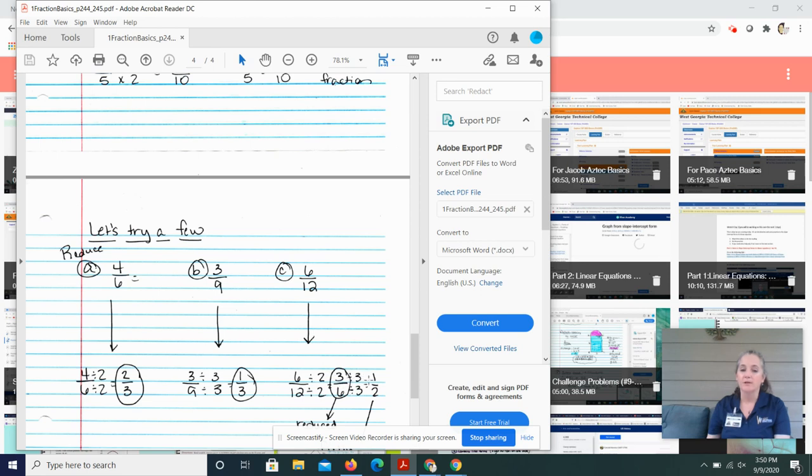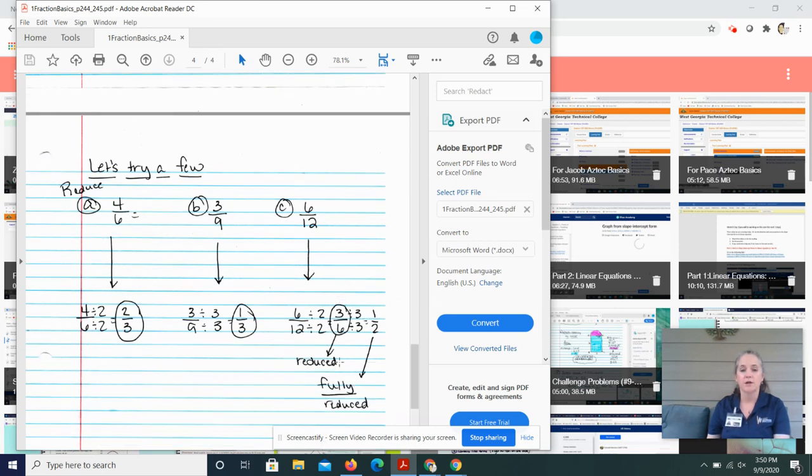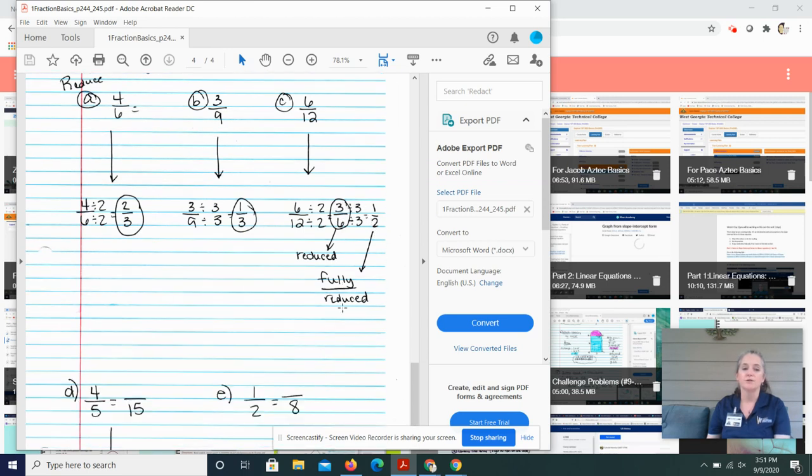You can divide both of those by 3 again. So 3 divided by 3 is 1. 6 divided by 3 is 2. So 6/12, 3/6, and 1/2 are all equal fractions. When you went from 6/12 to 3/6, that was called reducing. But when you went to 1/2, that is called fully reduced because now there is nothing that 1 and 2 are both divisible by. That's as far as you can go. So that's what we call fully reduced.